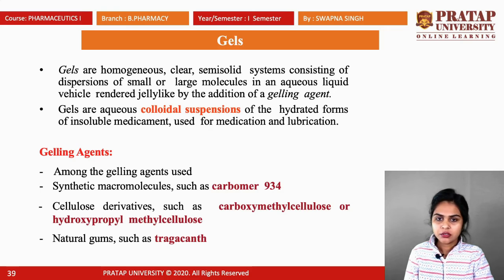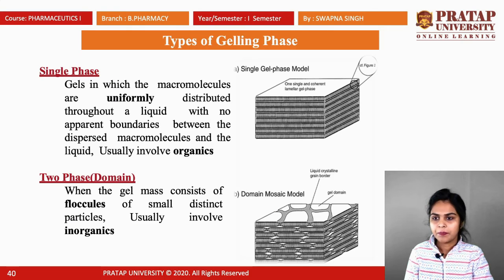For the preparation of gel, we use a gelling agent. Among gelling agents used are synthetic macromolecules like carbomer 934, cellulose derivatives like carboxymethyl cellulose or hydroxypropyl methyl cellulose. And natural gums like tragacanth we can use as gelling agent in preparation of gels.